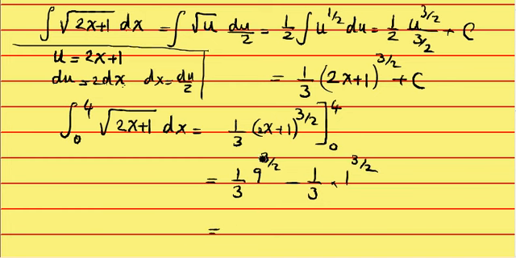Now what's 9 to the power of 3/2? Take the square root of 9, that's 3, cube that, 27, divide by 3, then it becomes just 9. The other one is just 1/3. Take a common denominator, you get 26/3.